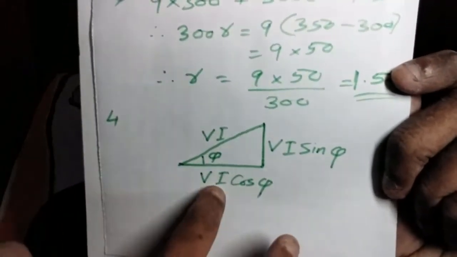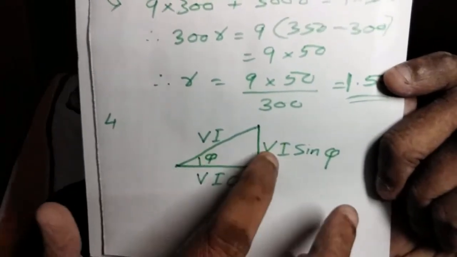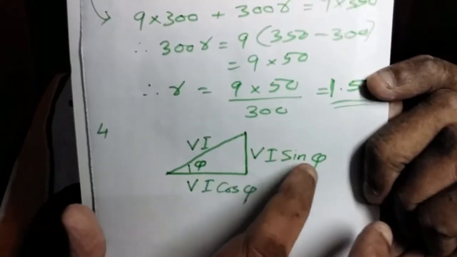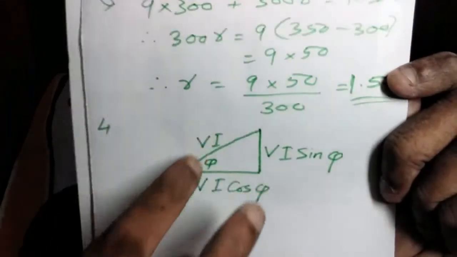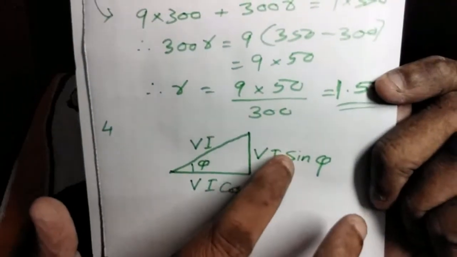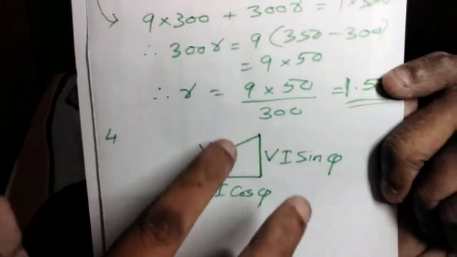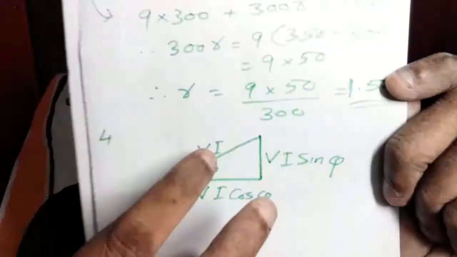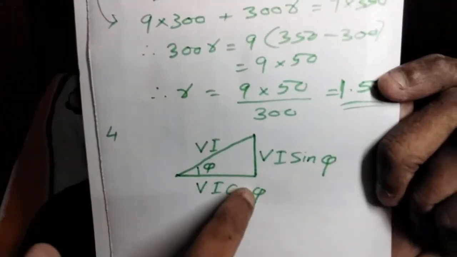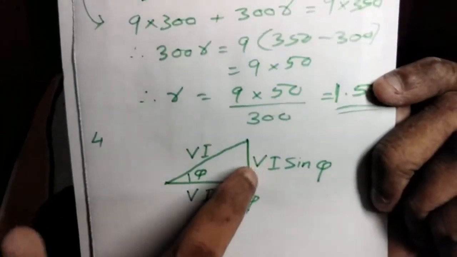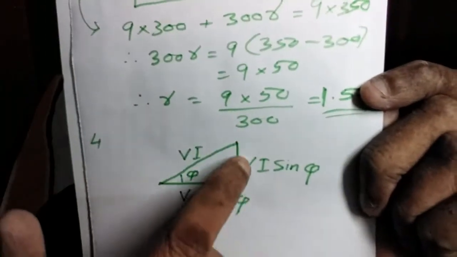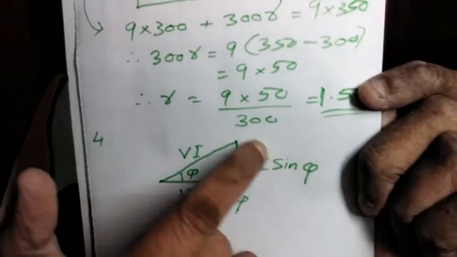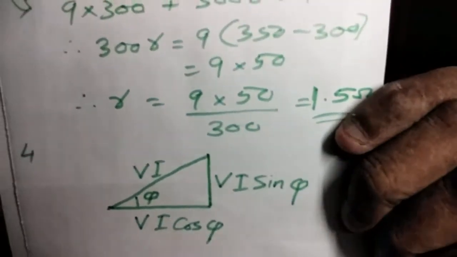The base is VI cos phi. This is phi. The altitude is VI sin phi. Then the hypotenuse will of course be V into I, because this is equal to the square root of this square plus this square. That will be V into I. This is the apparent power. This is the actual power. And this is the wattless component of the power. This diagram is called the power triangle. That's all.